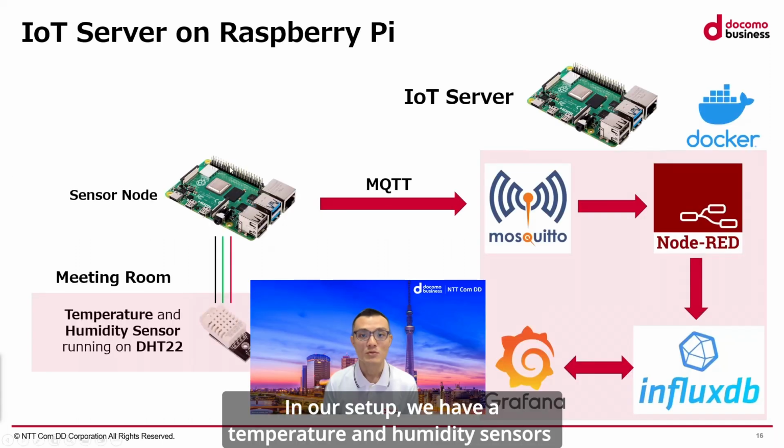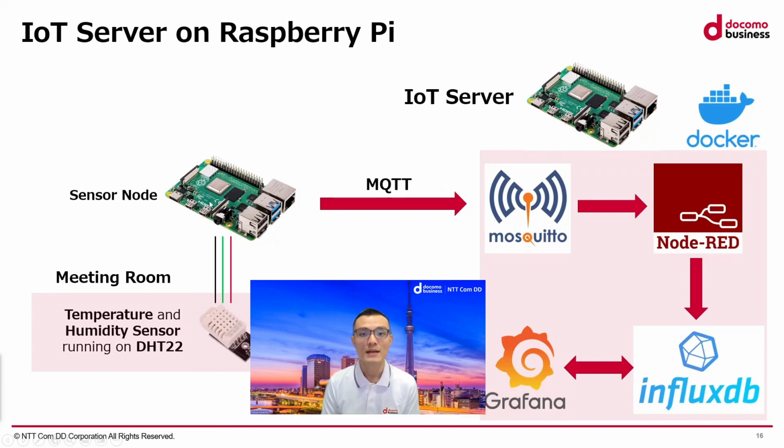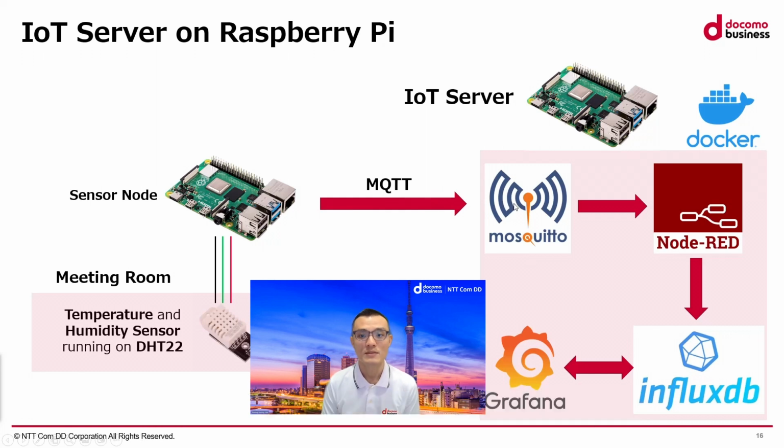In our setup, we have a temperature and humidity sensor connected to a Raspberry Pi computer acting as a sensor node. It collects data every second. The data is wrapped into a JSON message and is sent over to the IoT server via the MQTT message protocol.